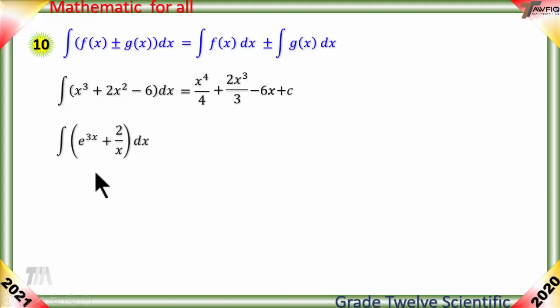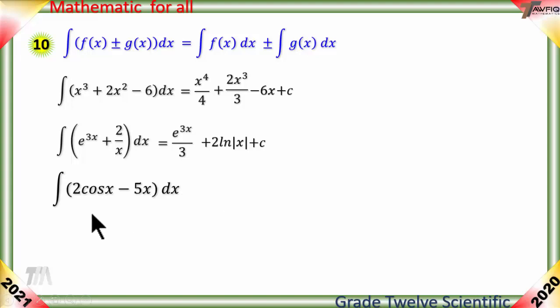And here the same thing. First of all, take the integral of e to the power 3x, which becomes e to the power 3x over 3, plus rewrite the 2, and the integral of 1 over x is ln of x plus c. Integral of 2 cos x minus 5x dx. First of all, take the integral of the 2 cos x, which is 2 sin x, minus the integral of 5x, which is 5x squared over 2 plus c.